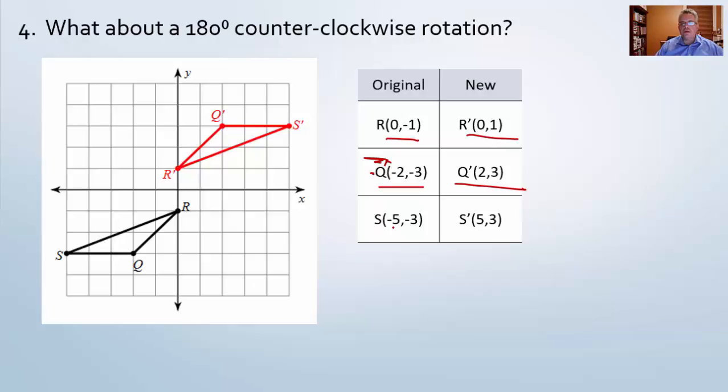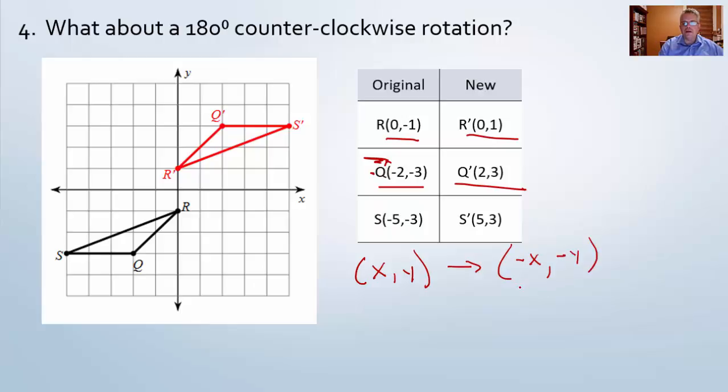The old X was -5. The new X is the opposite of that, +5. The old Y was -3. The new Y is the opposite of that. So we could write a rule this way. We could say, whatever point we start off with, x, y, this is what it becomes. The new first coordinate is the opposite of the old x. The new y coordinate is the opposite of the old y.